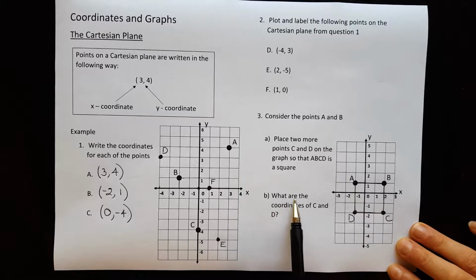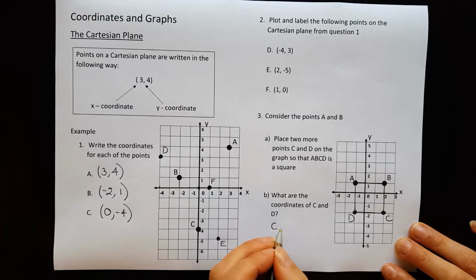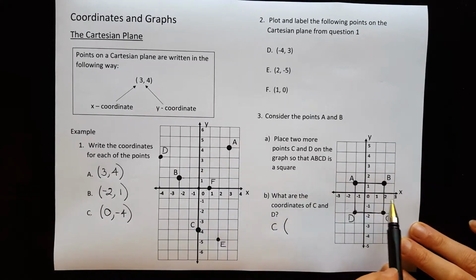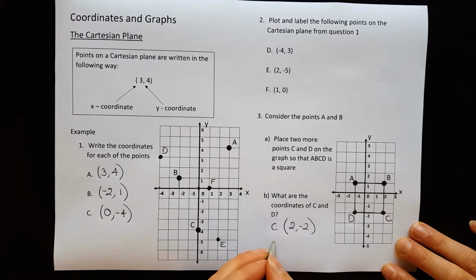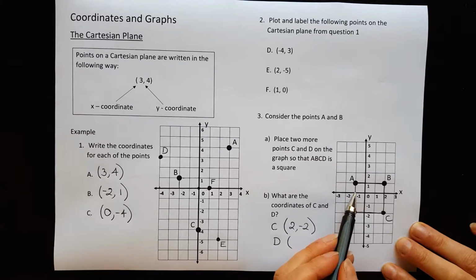All right. Part B, what are the coordinates of C and D? Well, for the square that we made, C has the coordinates, remember, x value first, 2, and the y value is -2. 2, -2. D has the coordinates, x value first, -1, -2.